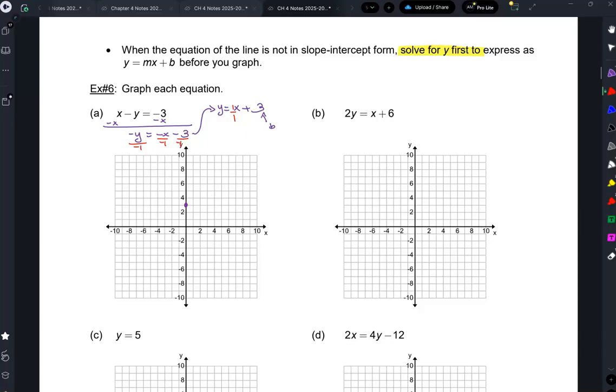That means from my point, where do I go? Up 1 over 1. Good. Up 1 over 1 here. Okay, good.